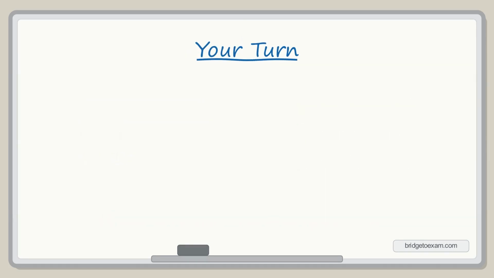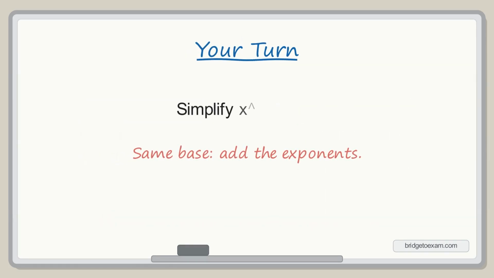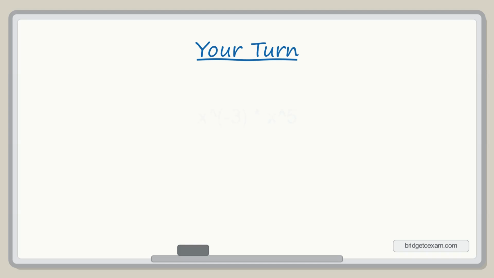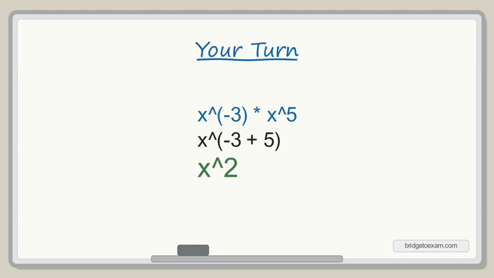Your turn. Simplify x to the -3 times x to the 5th. Pause and use the same base product rule. The bases match, so add the exponents. -3 plus 5 is 2, so the expression simplifies to x squared.